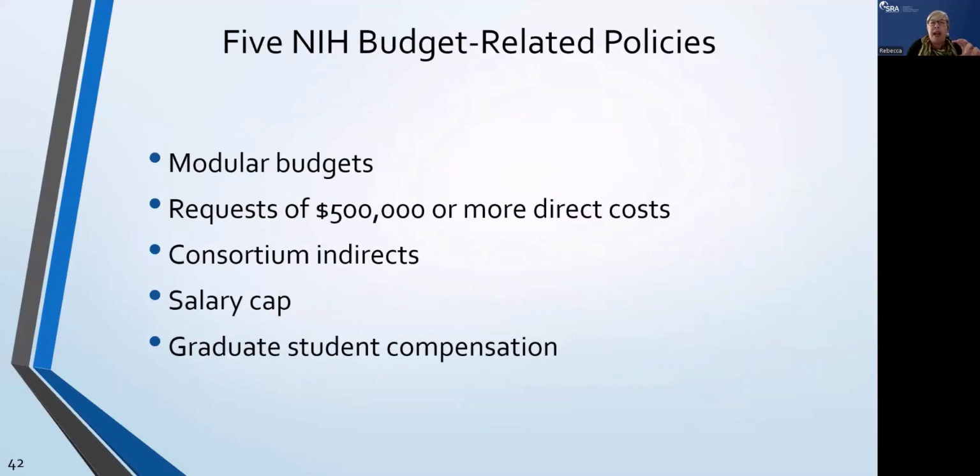There are five NIH budget-related policies that you should be aware of. And I think these would be great questions for a CRA exam. Modular budgets, requests of $500,000 or more in direct costs, consortium indirect, salary cap, and graduate student compensation.